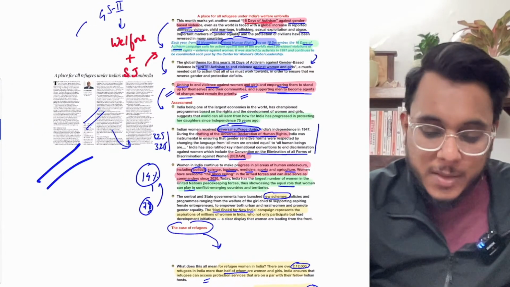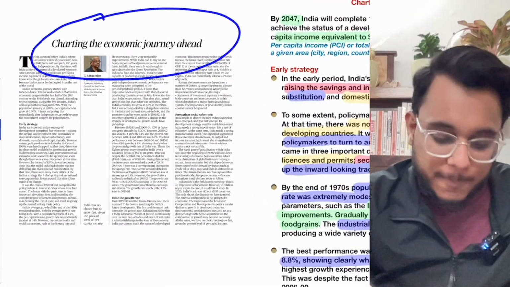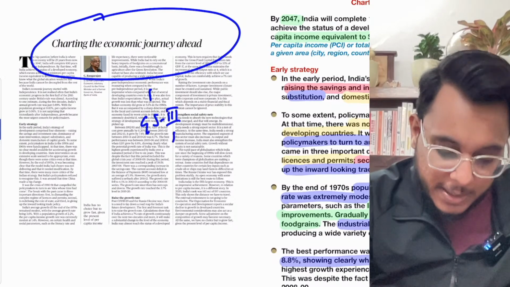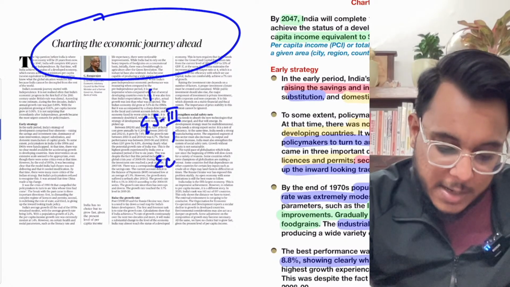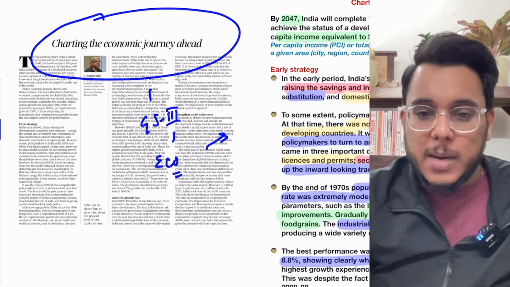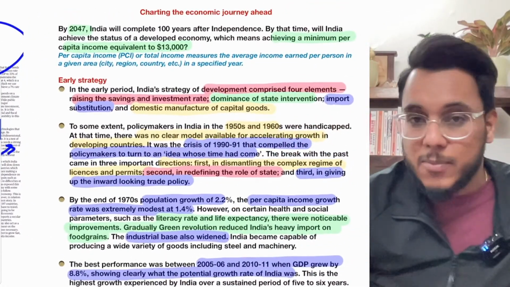Now moving to the next article: Charting the economic journey ahead. This editorial we will see with respect to GS paper number 3, issues related to the Indian economy, the state of the Indian economy. This article is talking about some very good and very practical recommendations. Let's discuss them one by one.